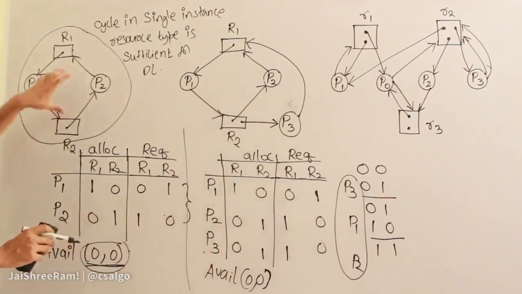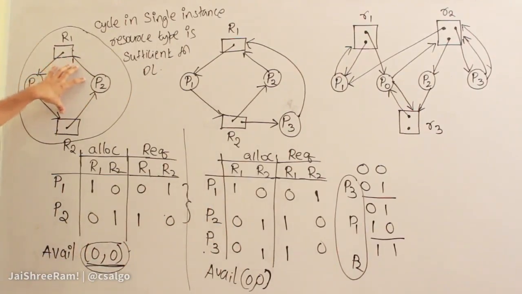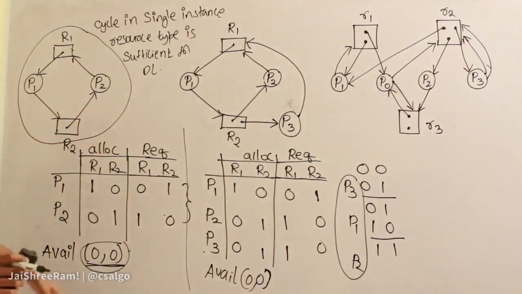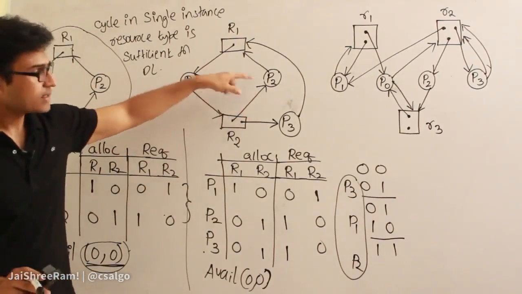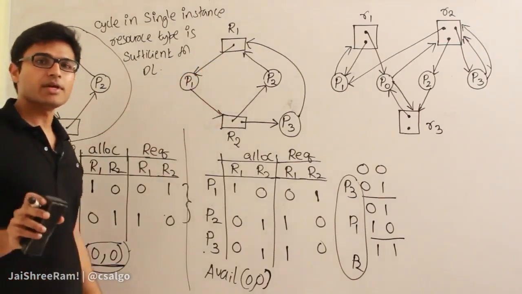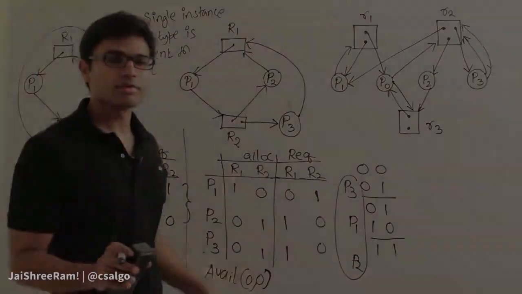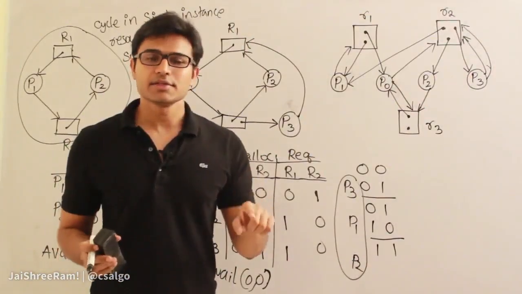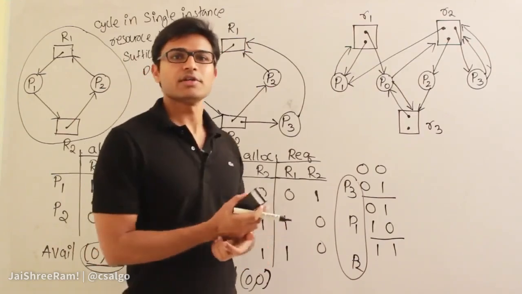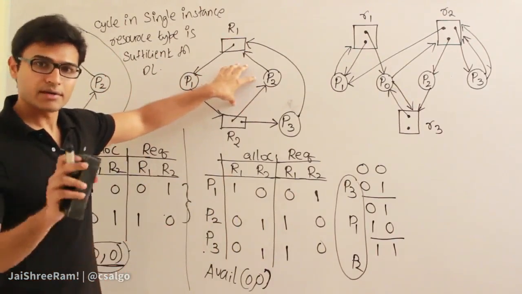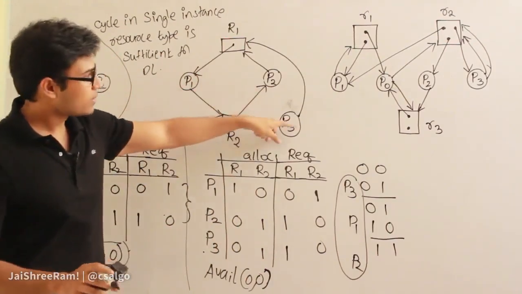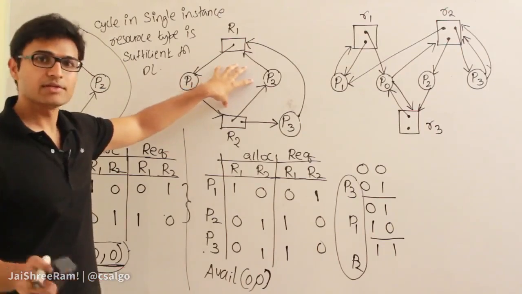First point is, in single instance resource type, a cycle is a sufficient condition. If you see a cycle, you can directly say that there is a deadlock and leave it there. You need not go here and do all this. But in case of multi-instance resource types, right, if there is a cycle, it may or may not be a deadlock, right? Therefore, a cycle is just a necessary condition but not sufficient condition, which means even though you have a cycle in the earlier graph, there is no deadlock. But later if you have the cycle again in the graph, there is a deadlock.